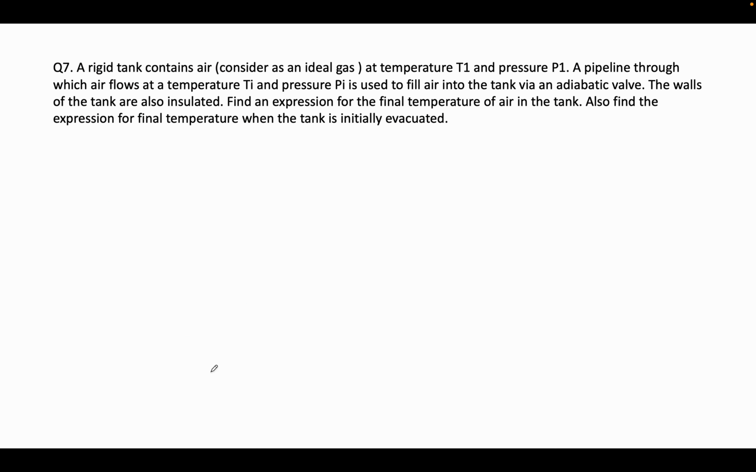Now a rigid tank contains air. Consider it as an ideal gas, even if they don't say, we'll consider it so unless it is mentioned as a real gas. It has a temperature T1 and pressure P1. A pipeline through which air flows at a temperature Ti and pressure Pi is used to fill air into the tank via an adiabatic valve. The walls of the tank are insulated. Find an expression for the final temperature of air in the tank. Also find the second part, we'll do it later. Let us come to the first part.